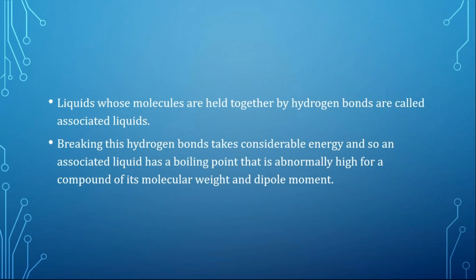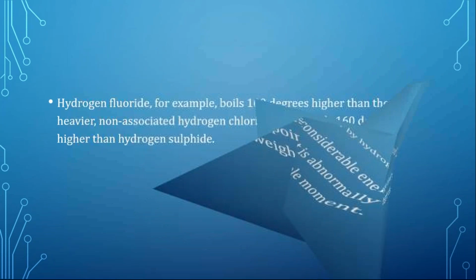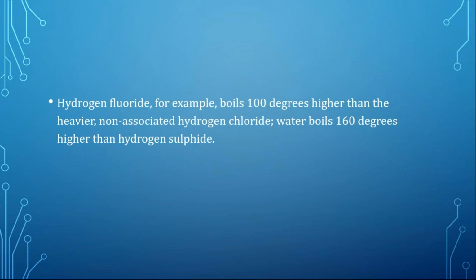Liquids whose molecules are held together by hydrogen bonds are called associated liquids. Breaking these hydrogen bonds takes considerable energy, so an associated liquid has a boiling point that is abnormally high for a compound of its molecular weight and dipole moment. Hydrogen bonds are very difficult to break; this also requires high energy. For example, hydrogen fluoride boils 100 degrees higher than the heavier non-associated hydrogen sulfide. Similarly, water boils 160 degrees higher than hydrogen sulfide.